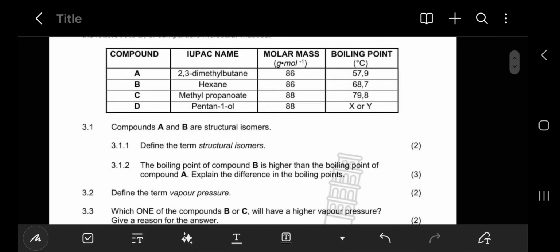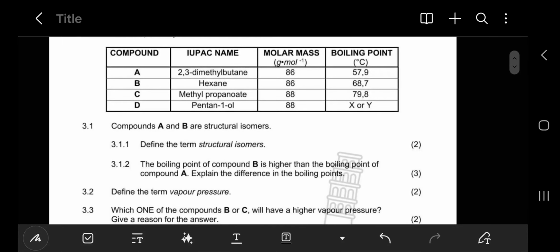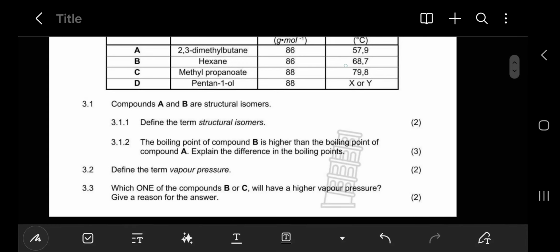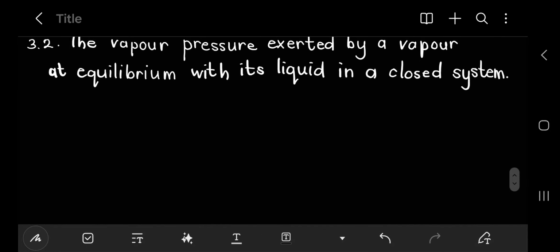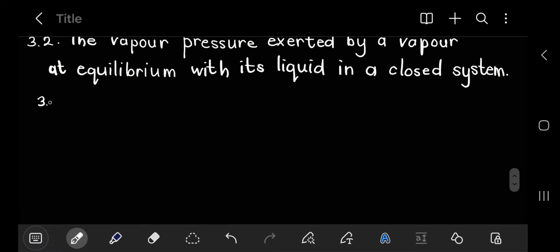Now, when you are comparing B and C together, you can clearly see that B has a lower boiling point and C has a higher boiling point. But vapor pressure is inversely proportional to boiling point. So if they're asking you which compound will have a higher vapor pressure, we are looking for the compound that has the lower boiling point. So between B and C, it is B that has the lower boiling point. So for 3.3, we're going to say B, and our reason is lower boiling point.